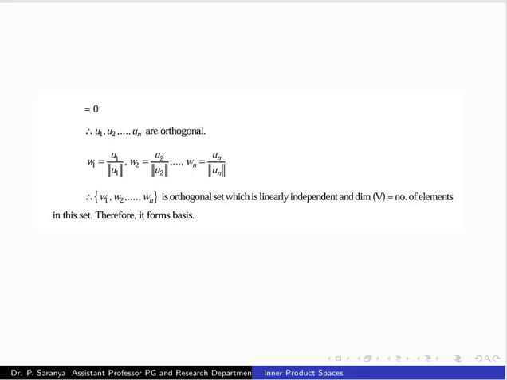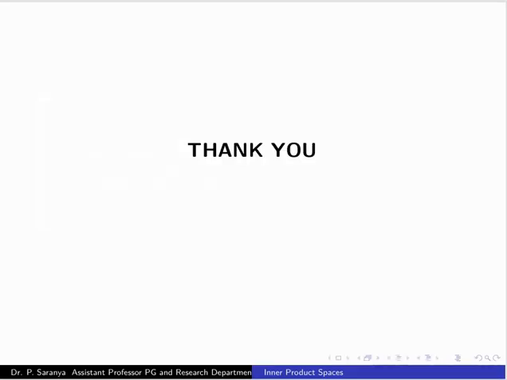W1 equal to U1 by norm U1, W2 equal to U2 by norm U2, up to Wn equal to Un by norm Un. Therefore, the set of W1, W2 up to Wn is an orthogonal set which is linearly independent, and the dimension of V is equal to the number of elements in this set. Therefore, it forms a basis. Thank you.